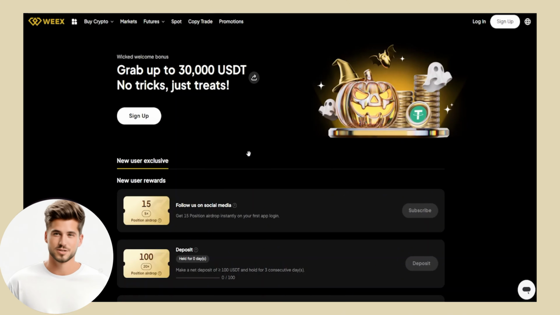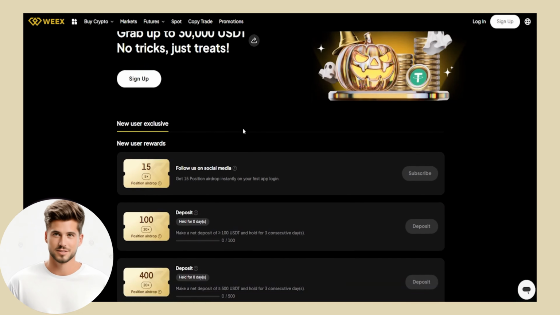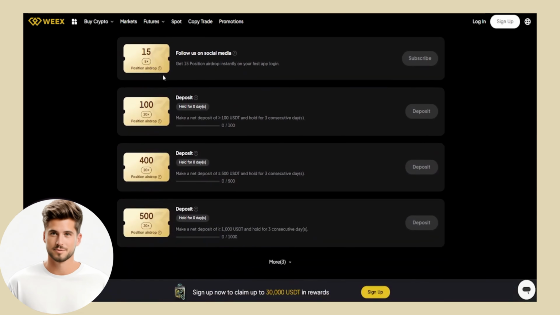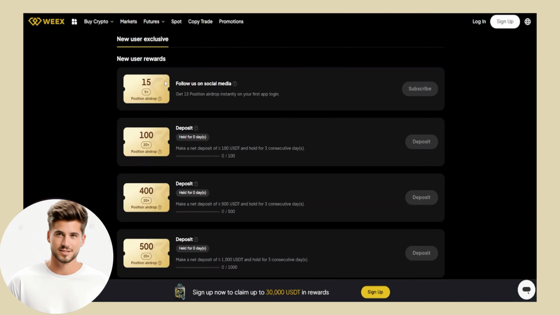If you follow them on social media, you get a 15 position airdrop, instantly upon your first app login. And the next one is deposit, in which you get 100. You can make a net deposit of, let's say, 100 USDT, and hold for 3 consecutive days. You get 100 positions. Then there's another one for the deposit. This is for 500 USDT, and you hold for 3 consecutive days, and you get a 400 position airdrop. And the next one is 1000 USDT, and if you hold for 3 consecutive days, you get 500.